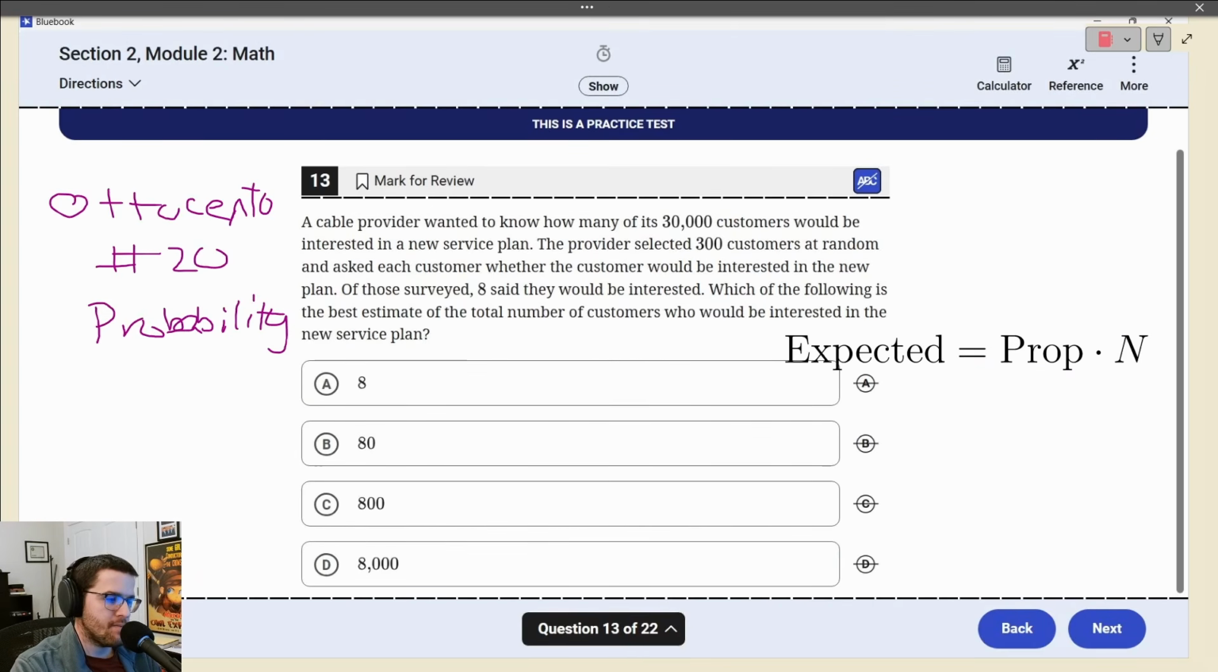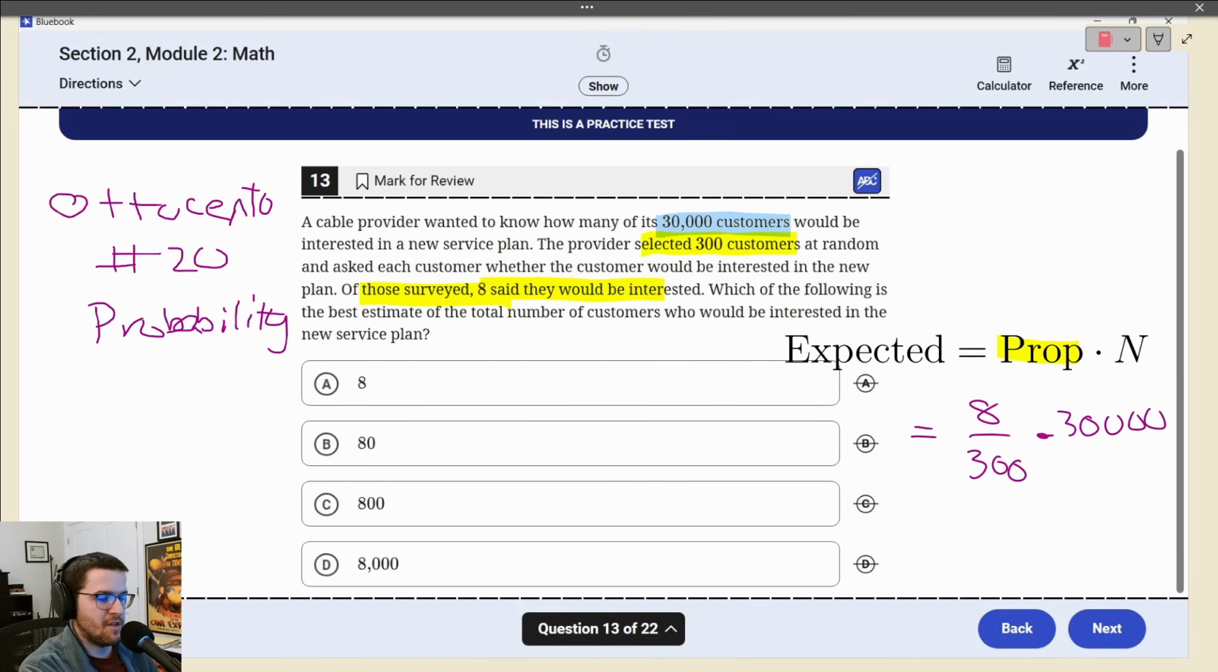Okay, question 13. I go over this in great detail in my Ottocento number 20 on probability. If you haven't watched that already, please go watch it. Okay, so the formula I already have pulled up here. Expected is equal to the sample proportion times capital N, which is the population size. So the sample proportion is 8 people in the survey out of a total of 300 people in the survey. So that proportion is going to be 8 over 300. And we're going to do it times capital N, which is the population size, usually a really big number, which is right here. So 30,000.